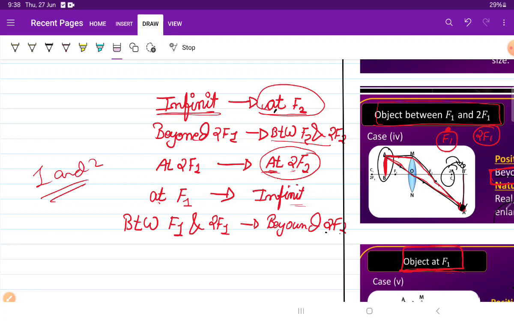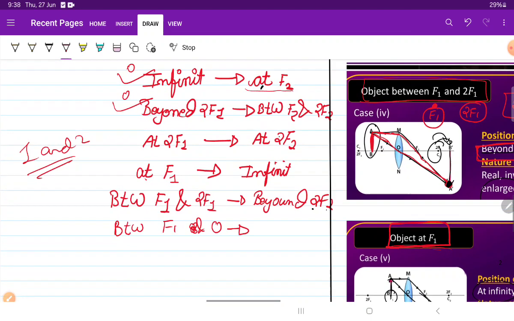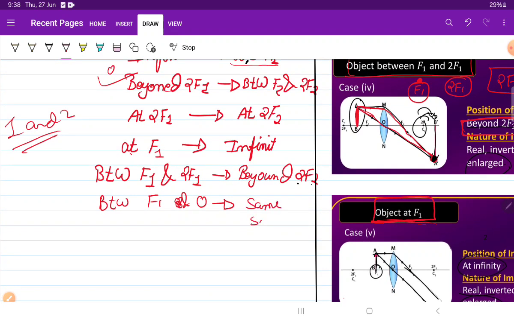So you just have to remember the three cases, while the other three will be easy for you. First one is this, second one is this, then this is too easy. Just you have to put 2F1 and 2F2 only. And the last case is between F1 and optic center, the image forms on the same side of the object.